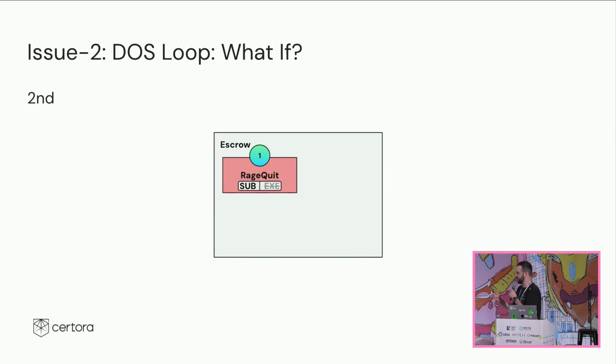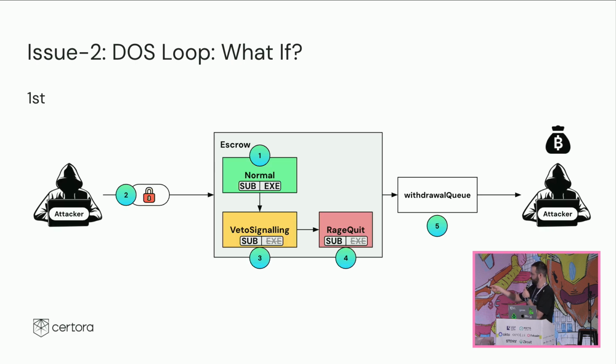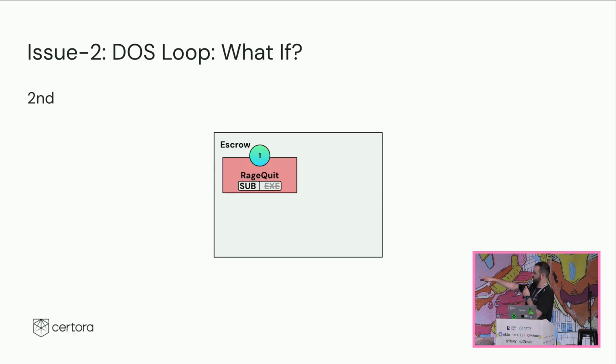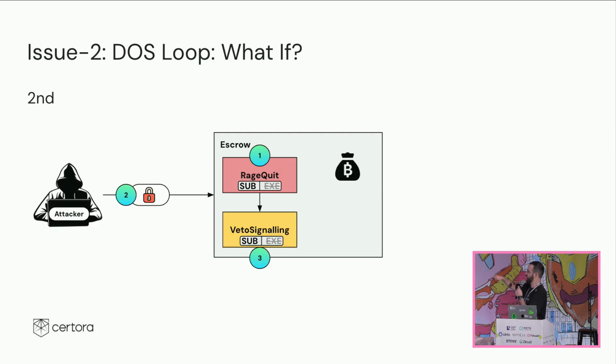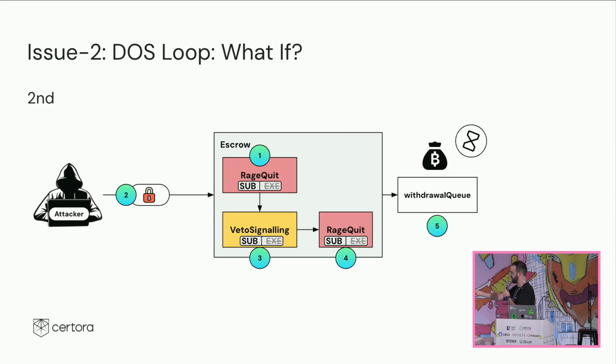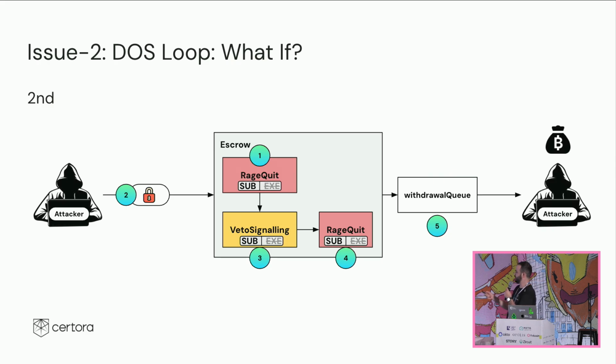Now for the second time, notice this is the same rage quit as before. And the second time we are in the rage quit, the attacker again locks the funds, going to veto signaling, waits for the 45 days, and then again transfers to rage quit, and again we're in the withdrawal queue, waiting the amount of time necessary, a week, a month, 3 days maybe, who knows, and then we get the funds back.